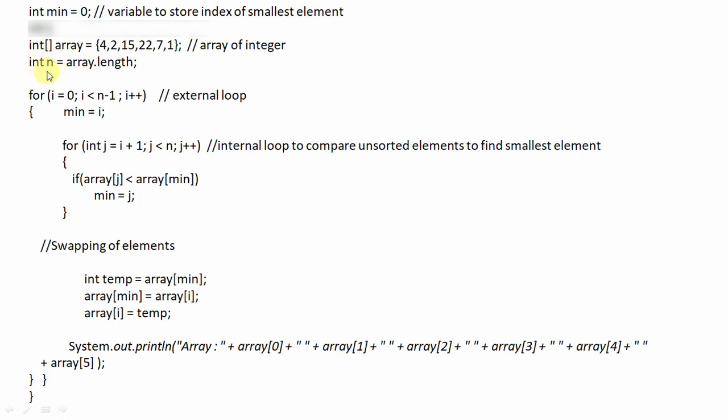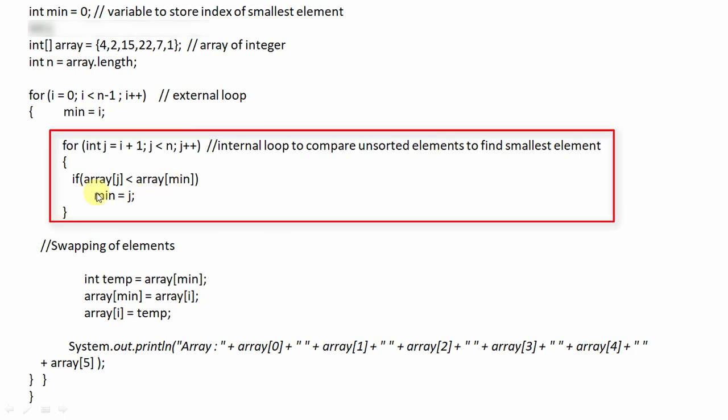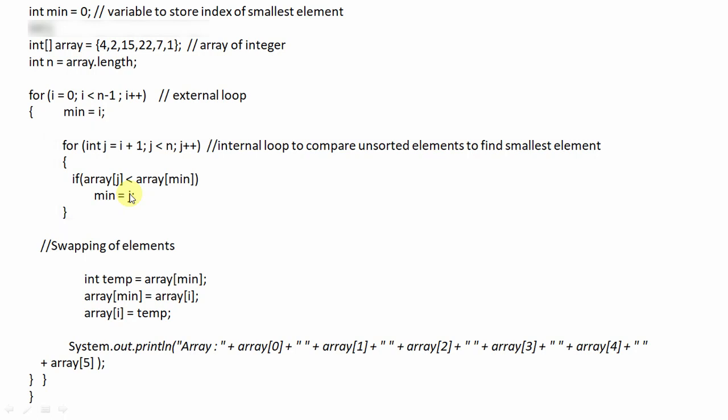So we have stored the length of the array here. Now the internal loop will work. It will compare the unsorted elements to find the smallest element. Every time we find a smaller element, we store the index of that element, and we keep moving. Once we found it, the index is stored.